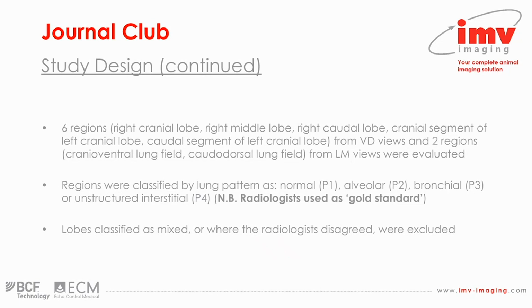Those regions were then classified by the radiologists as either normal, alveolar, bronchial, or unstructured interstitial lung patterns. We'll talk in a little while about lung patterns that were excluded, but the 4 that were actually included for the purpose of this study were these 4. It's worth noting that they were using radiologist opinion as the gold standard in this instance. So what we're really doing is comparing the machine learning algorithm's performance to the radiologists.